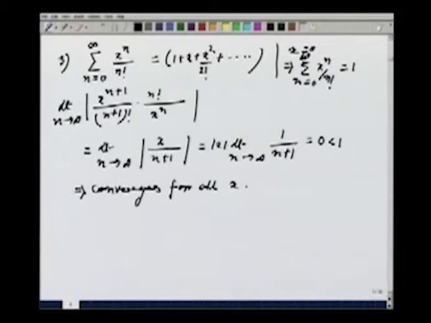So that means given a power series summation a n x to the power n, for which x it will converge certainly depends on the coefficients a n I am choosing. It may happen that it does not converge for any non-zero x. It might happen that it converges for all x. It might happen that it converges for some x.